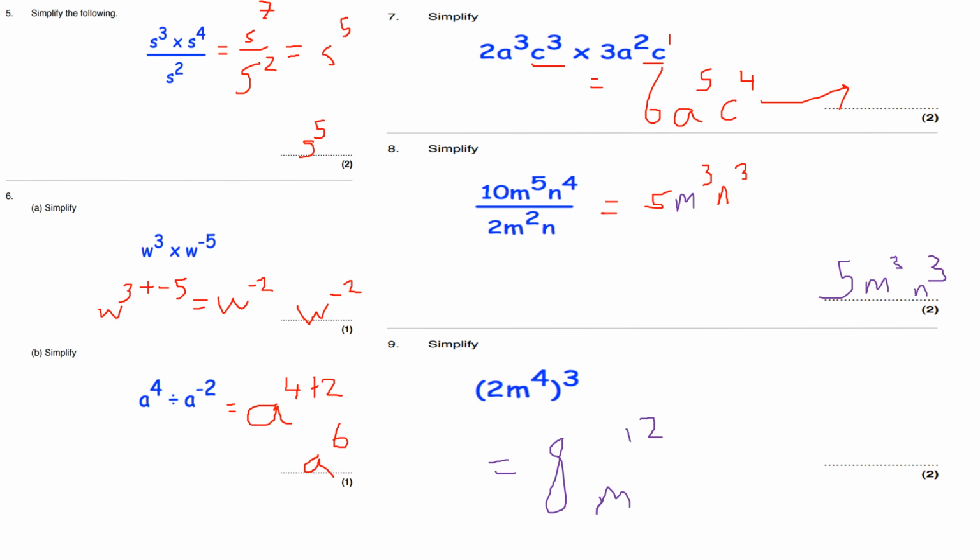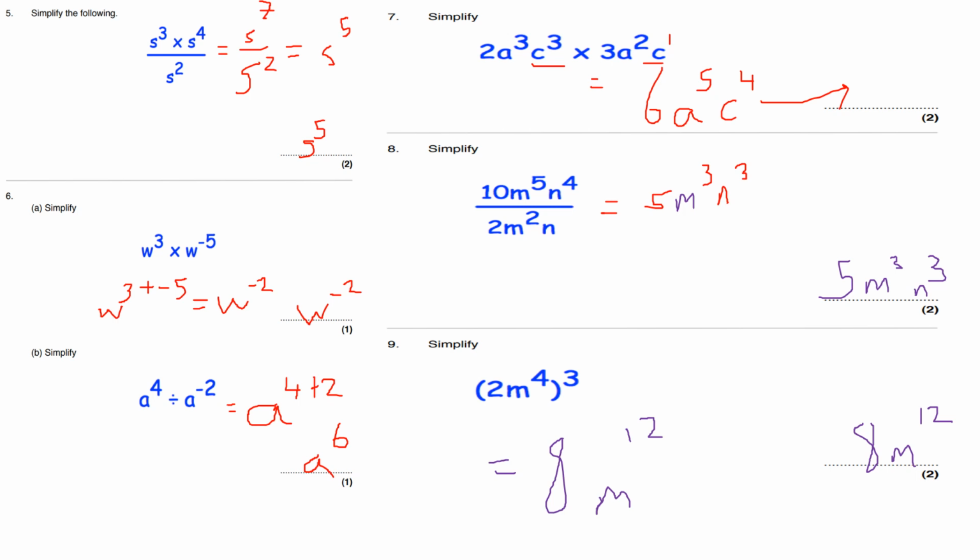And then m to the 4, all cubed, means m to the 4 times m to the 4 times m to the 4. I would add the 4s together. 3 4s give me 12. Or I do 4 3s, or 4 times 3 is 12. So the answer I get is 8m to the 12. And that's my answer for that question.